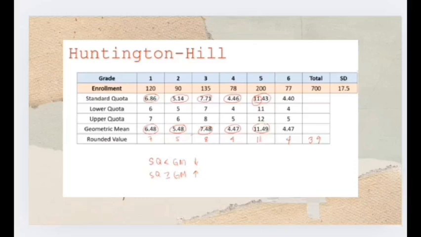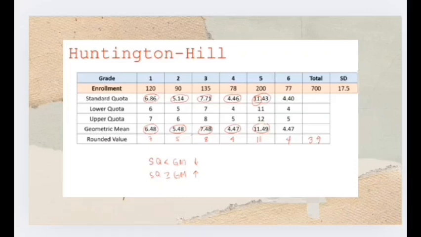Okay, so proceed tayo sa lower quota. Lower quota naman ng 6 is 6 pa rin. Okay, so upper quota naman niya is 7, kasi 6, okay, so upper, magdagdag tayo dyan ng 1. Okay, so 5.14, lower quota niya is 5 pa rin, and upper quota niya is 6. Okay, so ayan yung 7, 4, 11, and so on and so forth.